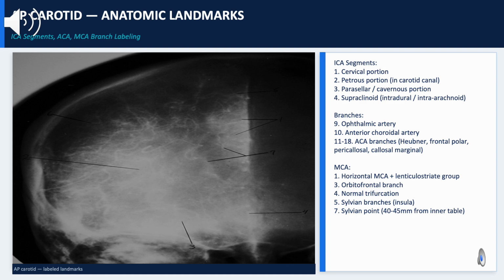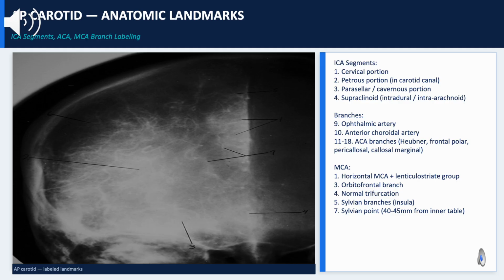ICA segments 1 to 4 must be mentally superimposed on every AP carotid angiogram you interpret. The lenticulostriate group of arteries, MCA branch group 2, are key indicators of mass effect. Lateral displacement indicates a midline mass. Inferior displacement suggests a subdural collection. The Sylvian point, MCA branch group 7, should be between 40 to 45 mm from the inner table. A more medial position suggests a subdural hematoma.